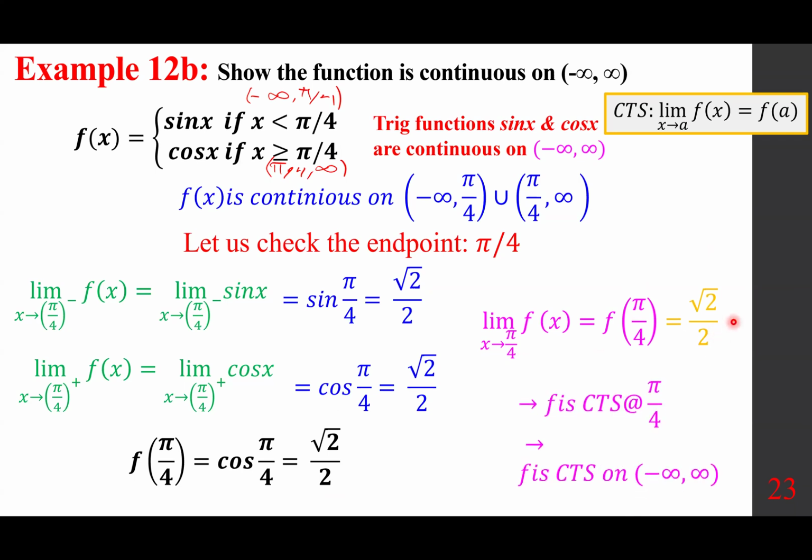Therefore, f is continuous at pi over 4. Because sine x is continuous away from pi over 4, combining it with this, f is continuous from negative to positive infinity. So the answer to the question is yes.